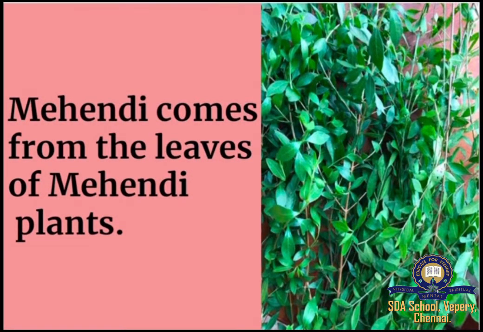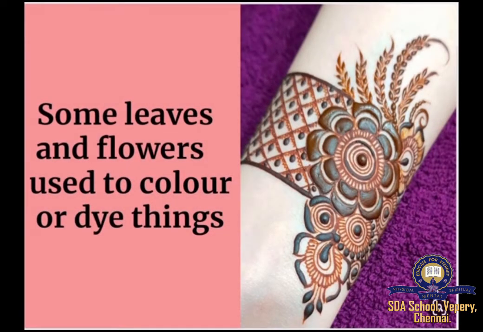Mehendi. Look at this plant. This is the mehendi plant. Mehendi comes from the leaves of mehendi plants. So what we are using this mehendi plant? Especially girl children love to put mehendi on their hands. So some of the leaves and flowers of the plants are used to color or dye things. So we can use some of the flowers and leaves of the plants to color some things. And we can also put mehendi on our hands to make it a beautiful one.